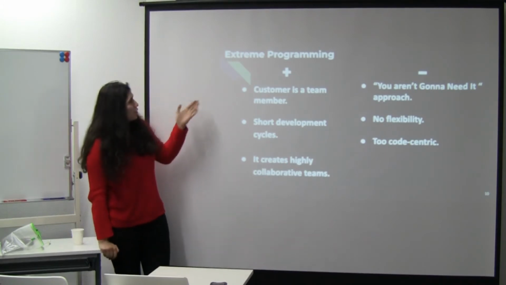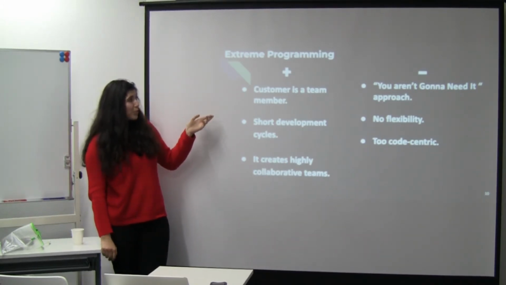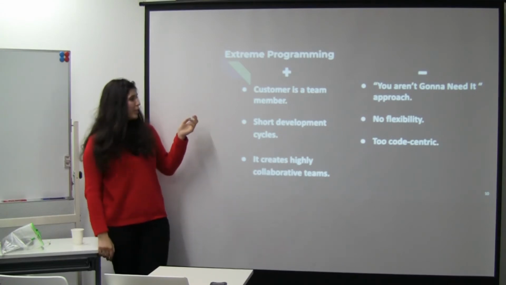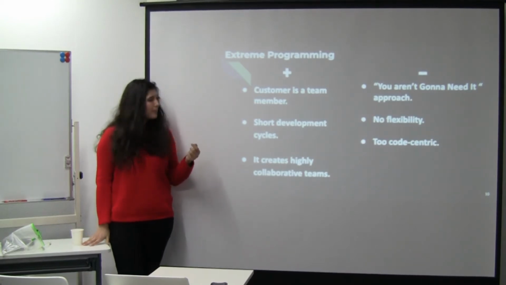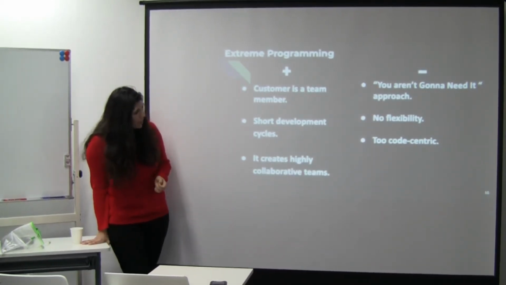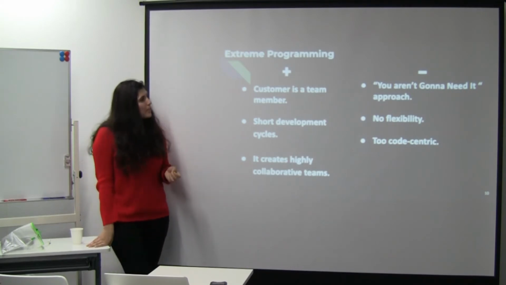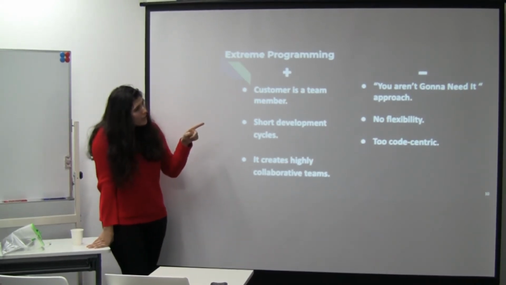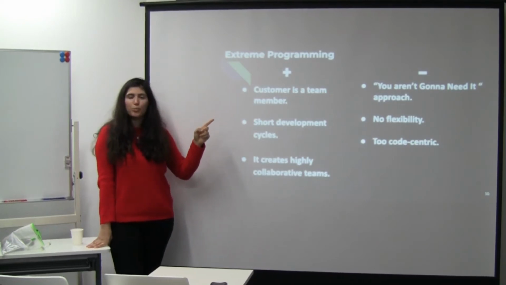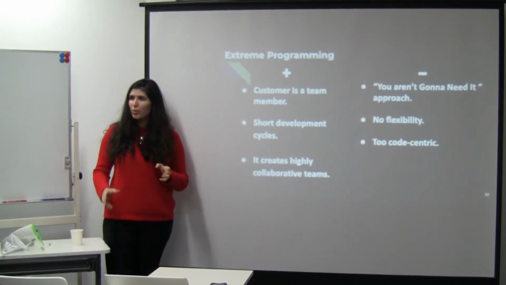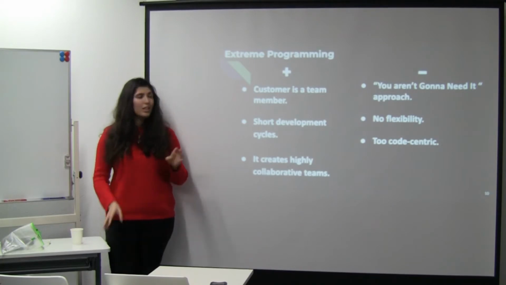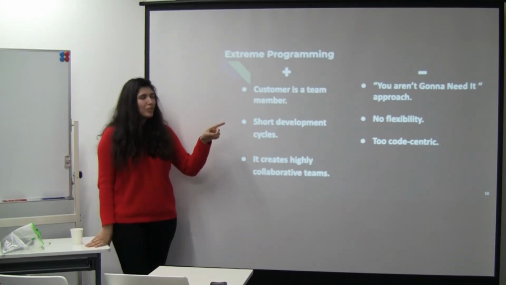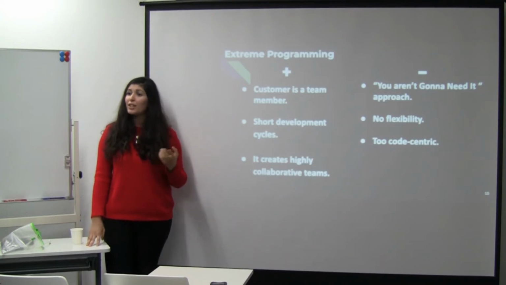So the good thing in extreme programming is that the customer is a team member. He's highly available. The development cycles are short, so the feedback loop is tight. It creates highly collaborative teams from different skills and different domains. One of the drawbacks is, I don't know if you're familiar with the YAGNI approach, you aren't gonna need it. So extreme programming is focused: you need this feature now, you do it now. If you don't need it, then maybe you will not need it in the future. And I think this is a negative point because this may result in technical debt.